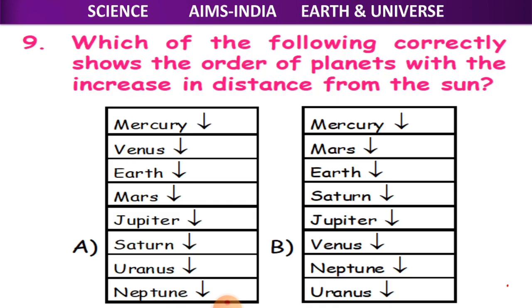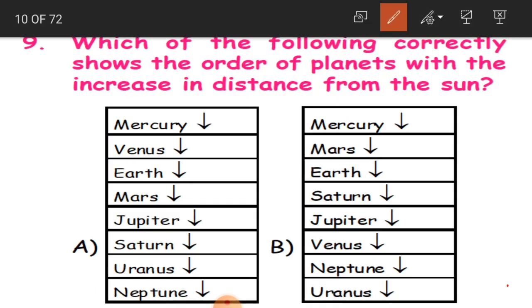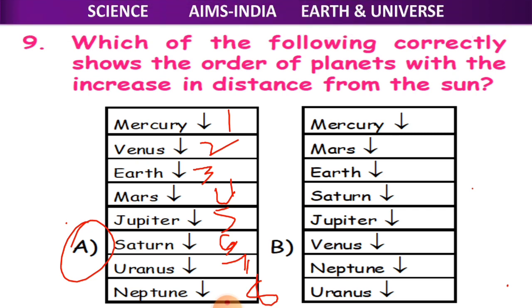Okay, children, here A is the correct answer, because if you see, first comes Mercury, second comes Venus, third comes Earth, fourth is Mars, fifth is Jupiter, sixth is Saturn, seventh is Uranus and at the last it is Neptune. This is the correct order. Clear?